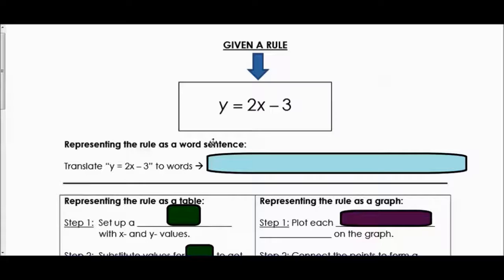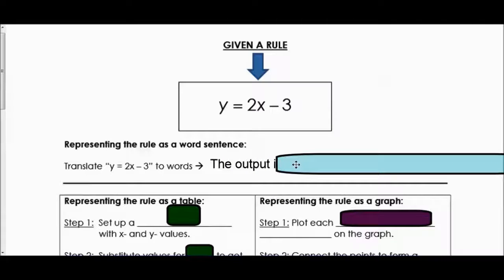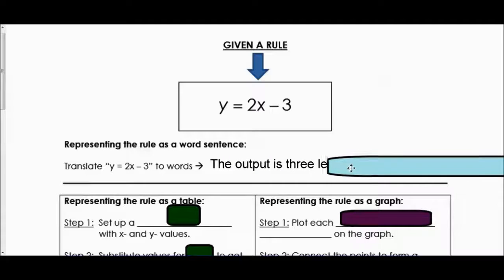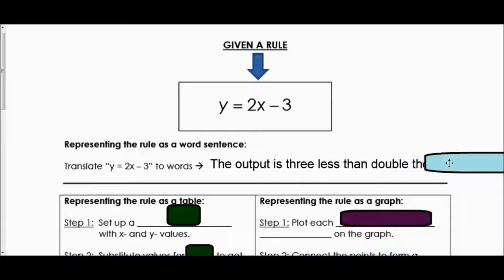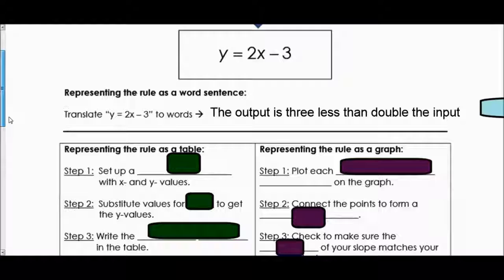All right, so on the first one, we're starting out with the equation y equals 2 times the number minus 3. We could write it like that. I chose to write it a different way. I'm going to say the output, the y, is 3 less than double the input. So 3 subtracted from 2 times the input would give us the output. Again, that's just one way to write it. You could write it a bunch of different ways.